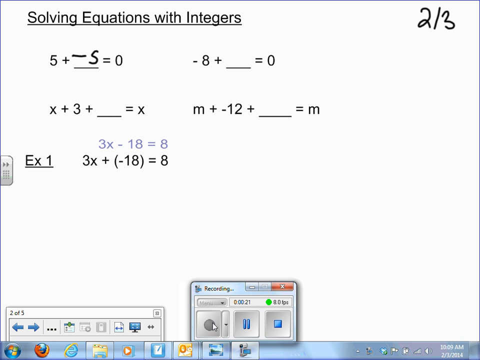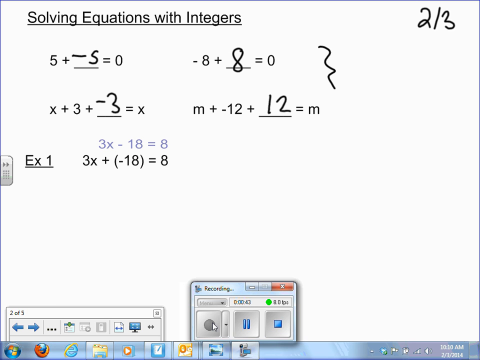Negative 8 plus what, Brian? 8. Okay, good. How about what would we fill into this blank right here? This x plus 3 plus what would give us just x, Christian? Negative 3. And Maya, how about that last one? M plus negative 12 plus 12.